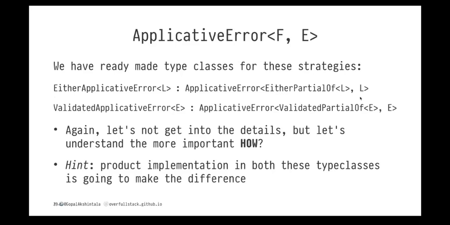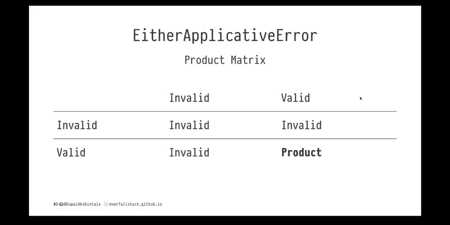Awesome. So we discussed the product, right? Product of mixing two types. So let's see what Either has. Either's ApplicativeError internally uses Either. If you want to combine two Eithers, like we discussed, it's all maths. If you are combining invalid with invalid, you get an invalid. If you're combining valid with invalid, you get an invalid. Valid and invalid, invalid. Only in the case where both are valid, you get the actual product. When I say product, I'll just go back to what I have shown before.